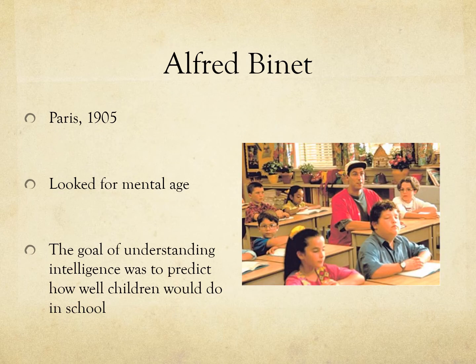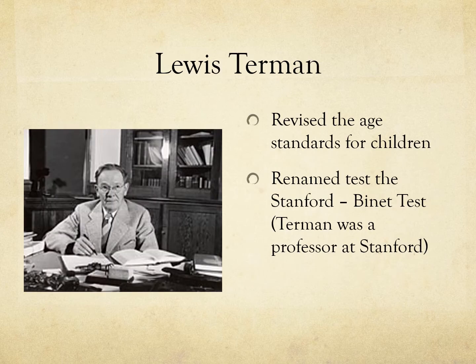So just a little bit about Alfred Binet, right? He's from Paris, and in 1905 is when they come up with this test, and what they're looking for is mental age. The goal of understanding intelligence was to predict how well children would do in school, and we mentioned that earlier. They're trying to help children, not label them.